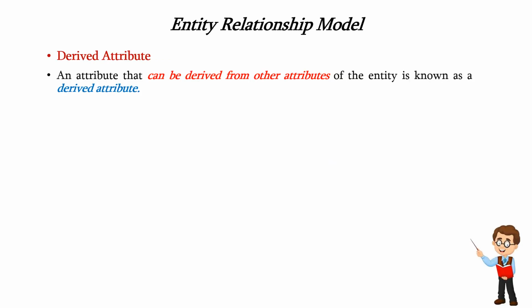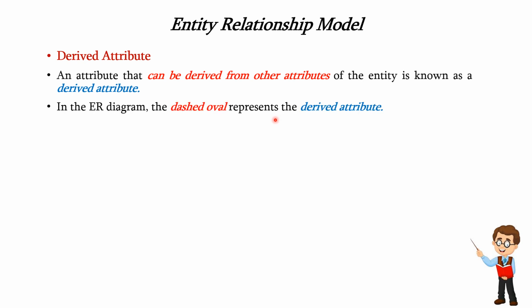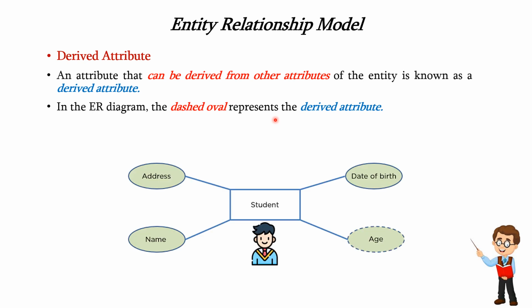So that is what is called a multi-valued attribute. Next, we have derived attribute. An attribute that can be derived from other attributes of the entity is called a derived attribute. So in the ER diagram, it is represented as a dashed oval. So here we can see that age is represented as a dashed oval, because this attribute can be derived from the other attribute called date of birth.